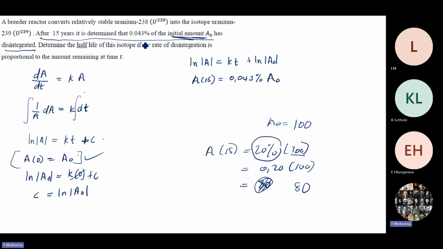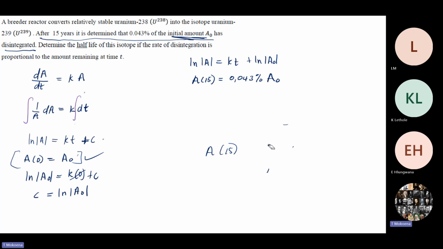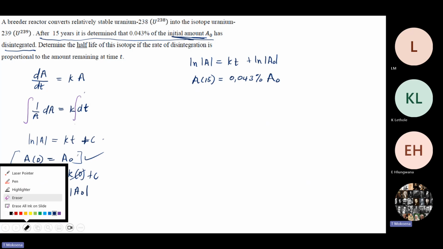After 15 years, it is determined that, let's use 20%, 20% of the 100 has disintegrated, meaning 20% of 100 is dead. It is no longer there after 15 years. Meaning, if 20% is not there, what is it then? It is 80%. So to go about this calculation, be careful, guys, and learn how to read, because that's very important. So we can say 80% is 100% minus 20%, which is 1 minus 0.2. Even here, that's what we're actually going to do.